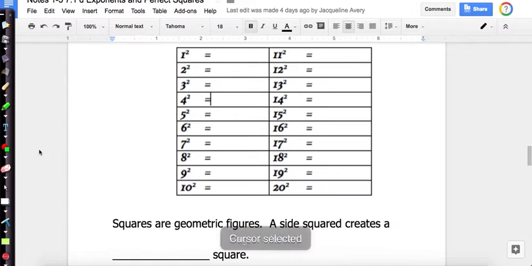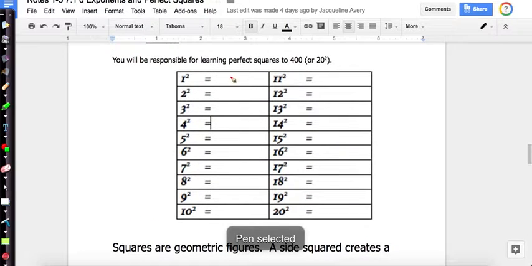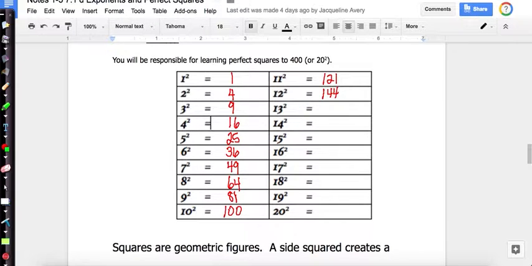So we have 1 squared is 1, 2 squared is 4, 3 squared is 9, and you should be able to say these in your head as we go. 4 squared is 16. 5 squared is 25. 6 squared is 36. 7 squared is 49. 8 squared is 64. 9 squared is 81. 10 squared is 100. 11 squared is 121. 12 squared is 144. Now, I don't expect you to know anything past this.